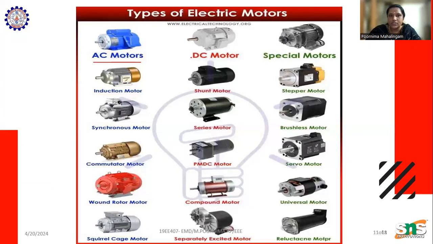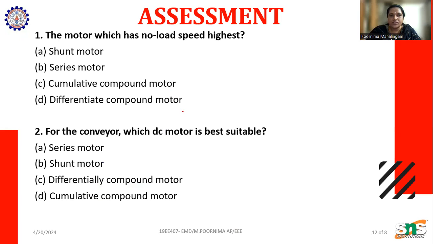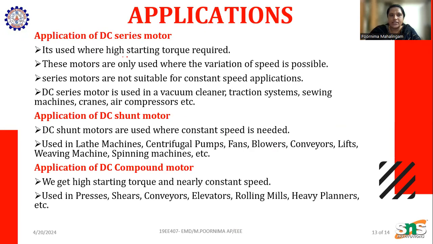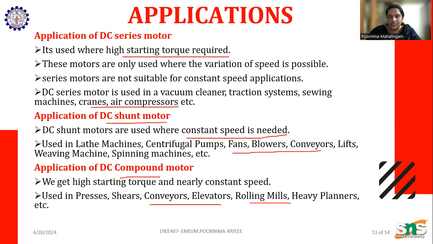Here we have AC motors, DC motors, special electrical motors, induction motors, and shunt motors. We have many types of motors, and based on applications, we can choose the motors. Coming to applications, series motors are used where high torque is required, and in air compressors. DC shunt motors are used where constant speed is needed, such as fan blowers and conveyors. Compound motors are used in conveyors, elevators and rolling mills. These are some of the applications of DC motors.